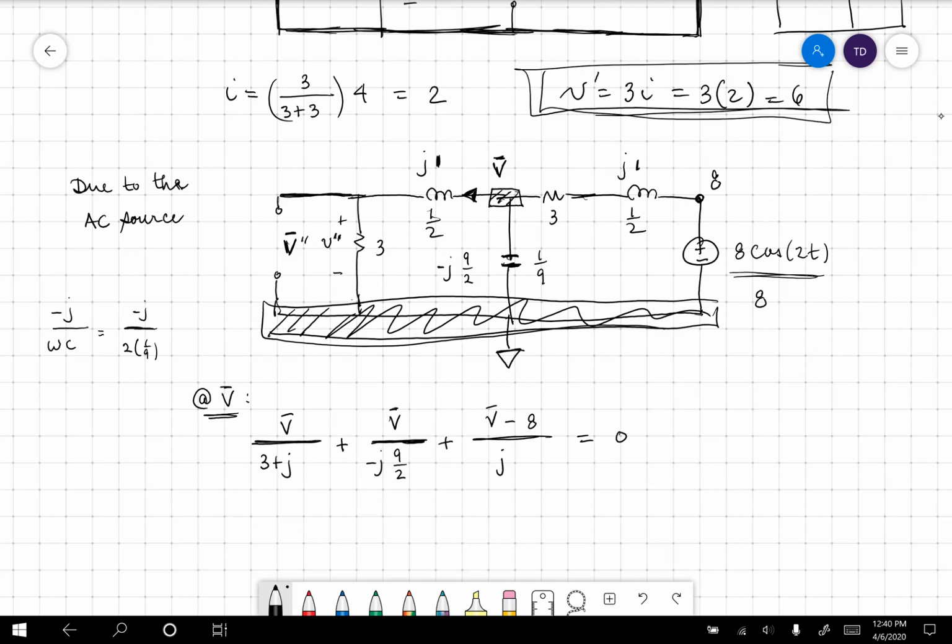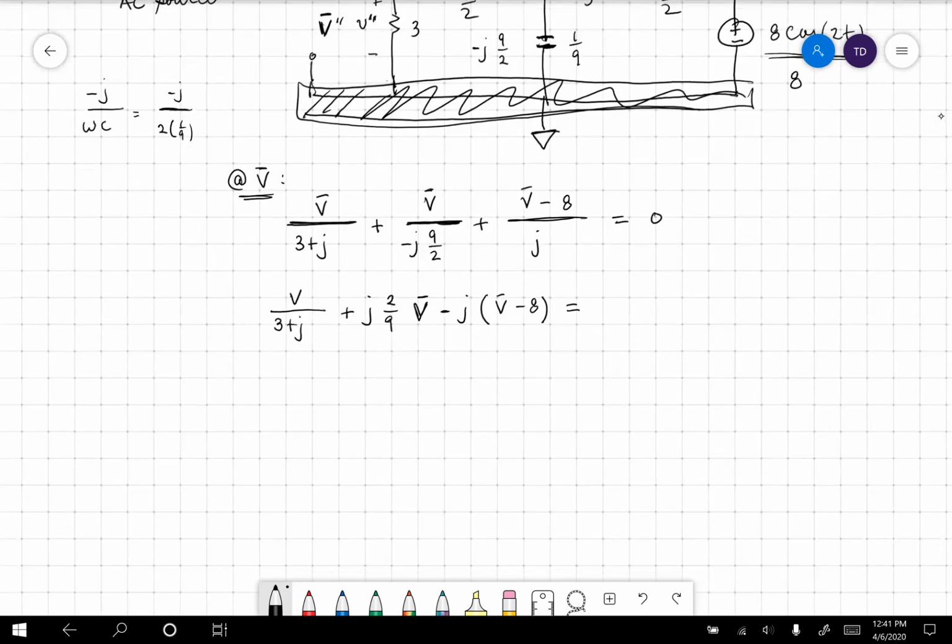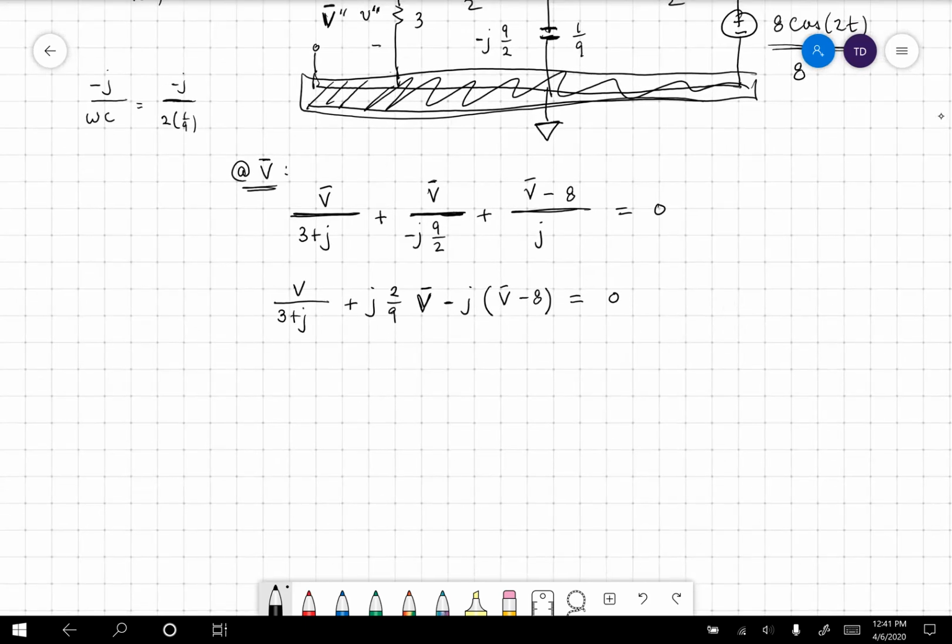And do a little cleanup here so you can see this. So this is going to be V over 3 plus J plus J 2/9 times V phasor minus J V phasor minus 8. Whenever you have these purely capacitors, purely inductors, we can always get the J out of the denominator. We can always do that.